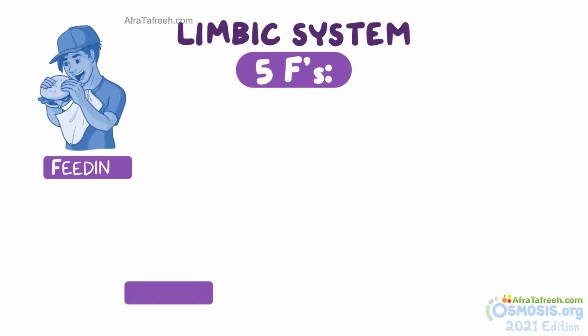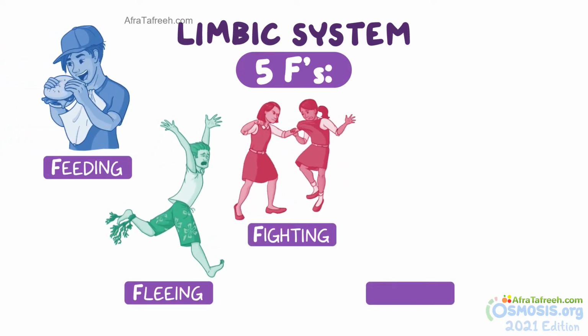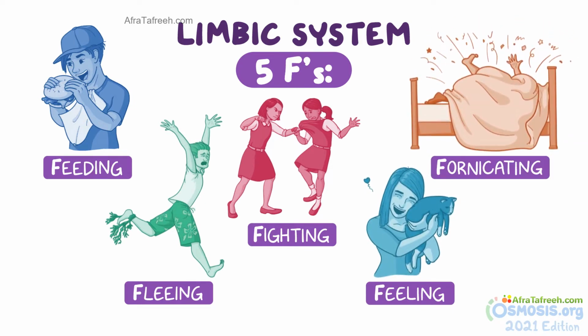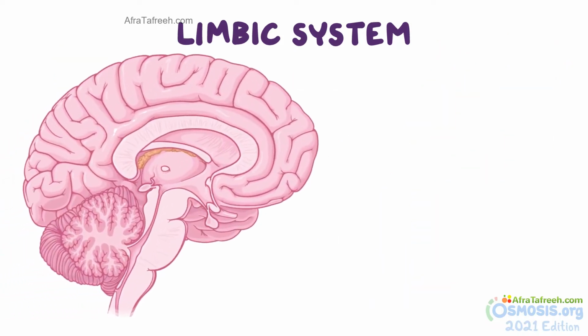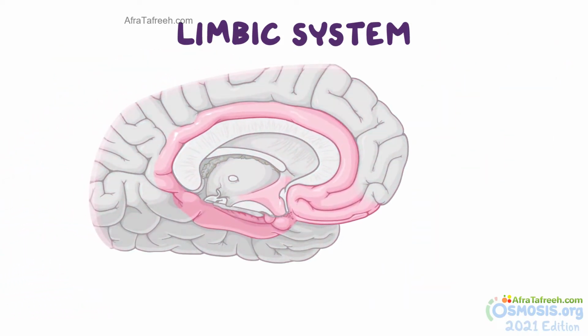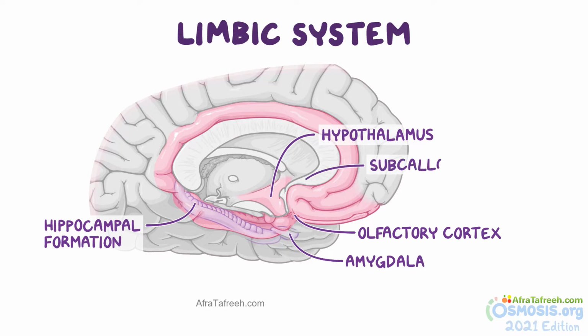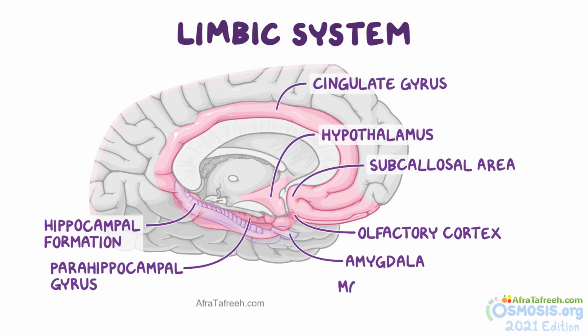To easily recall some of the functions, you can remember the famous 5 F's, which are feeding, fleeing, fighting, feeling, and fornicating, the last one being really just a fancy word for sex. Structures that are included in the limbic system include the hypothalamus, olfactory cortex, hippocampal formation, amygdala, subcallosal area, cingulate gyrus, parahippocampal gyrus, mammillary bodies, and the basal forebrain.